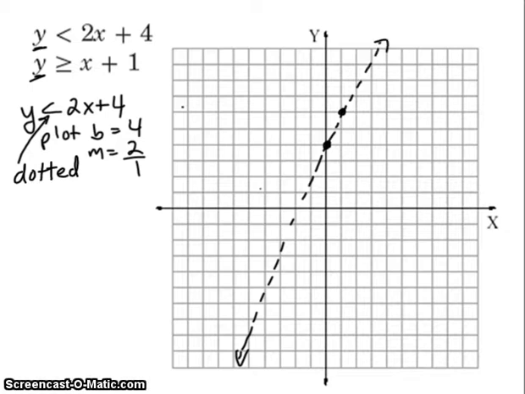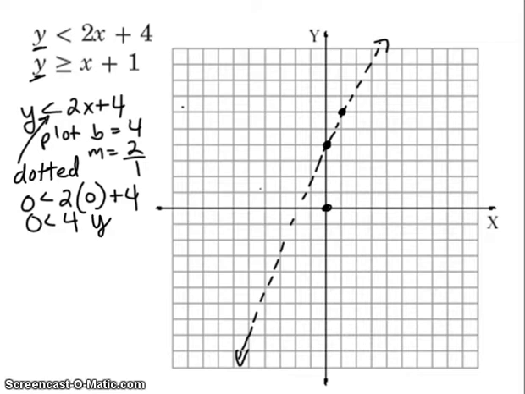And where do we shade? Can we choose 0, 0? Yep, 0, 0 is not on our line. So let's plug it into our equation. 0 is less than 2 times 0 plus 4. 0 is less than 4. Yes. So we're going to shade the side with 0, 0, because when we plugged it in, it worked. So we're going to shade this side now.